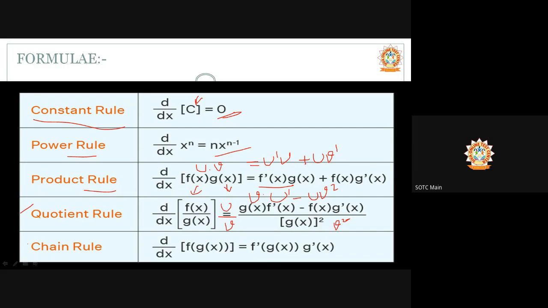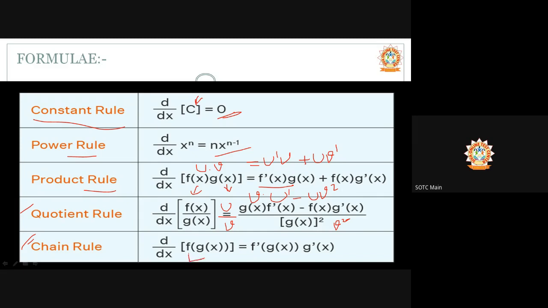Right? Next is a very, very important one, that is the chain rule. So chain rule is nothing but function of function, like log sin x, e power cos x, e power log x, like that. Right? So those kinds of functions will come under this chain rule only, that is d by dx of f of g of x.